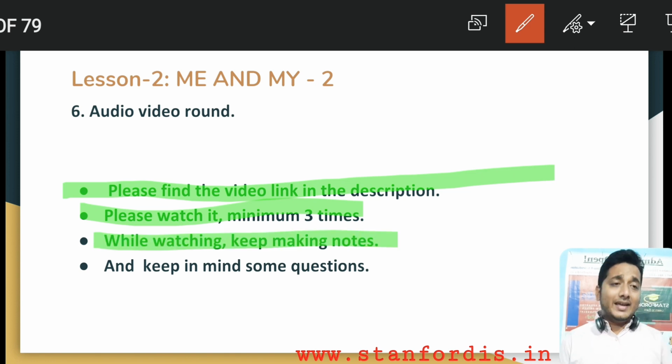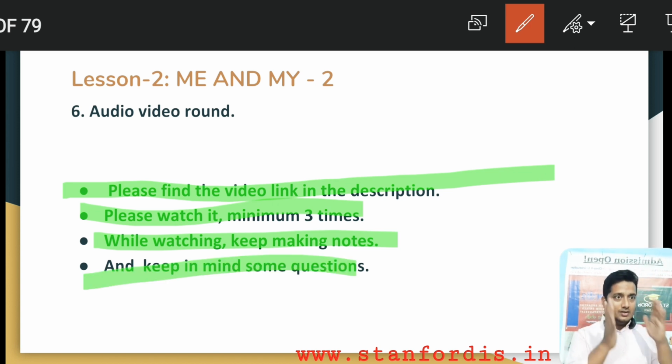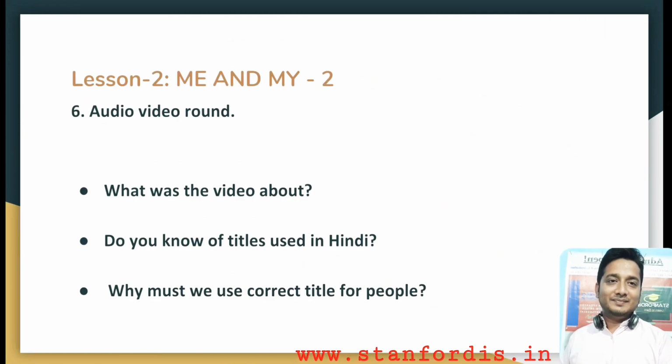While watching, keep making notes. So if you're going to watch any video, a lecture video of mine or any video, please keep a notebook in your hand and a pen or pencil to make notes. Because after watching the video, you can take help of those notes to give a presentation or to participate in group discussion. And keep in mind some questions. Whenever you are watching any video, you must keep some questions, and those questions I'm going to tell.